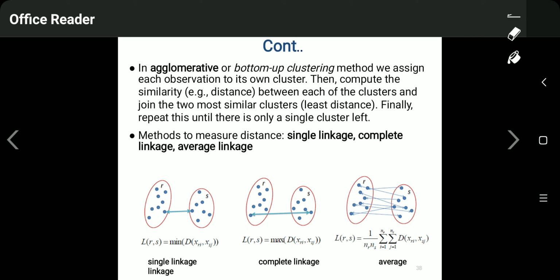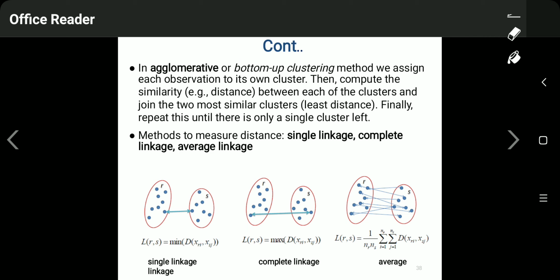Just see here, the first approach is single linkage. How do we calculate the distance between two clusters? In single linkage, the data points which are very near to the border of the clusters are considered to calculate the distance. In the first cluster, this point is very near to the second cluster. Similarly, in the second cluster, this point is very near to the first cluster. So we select the point of a cluster which is nearest to the other cluster, and we find the distance between these two data points. If this distance is very small in comparison to other distances, then these two clusters have to be combined.